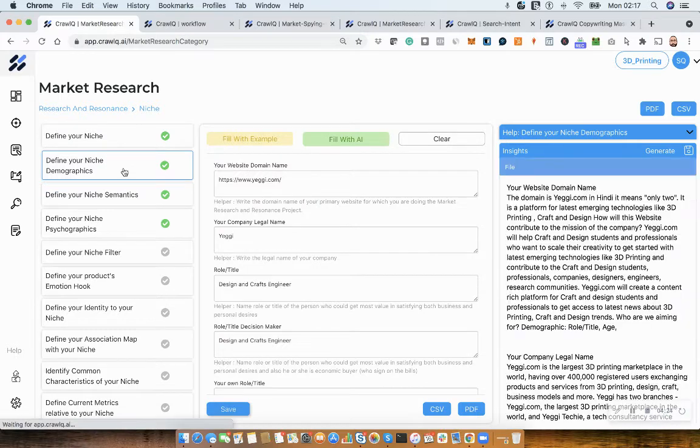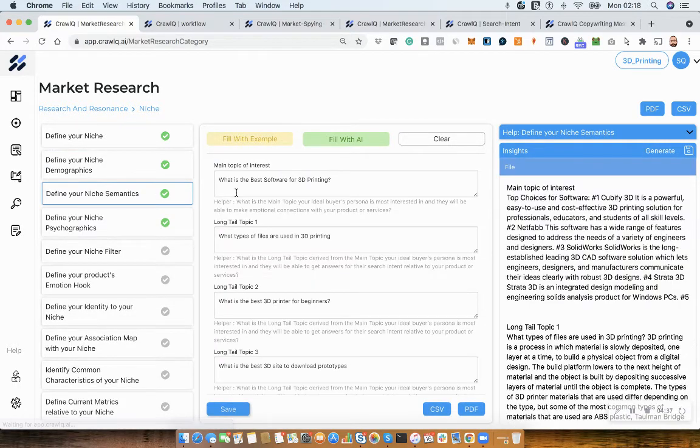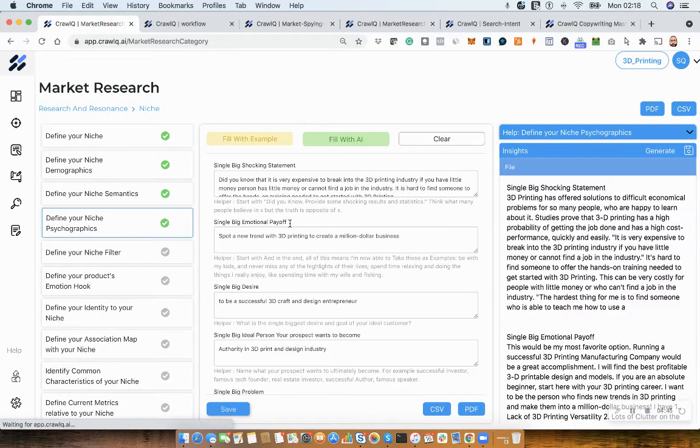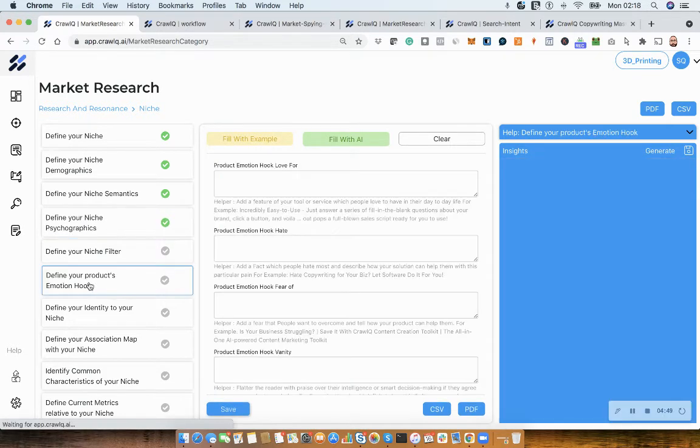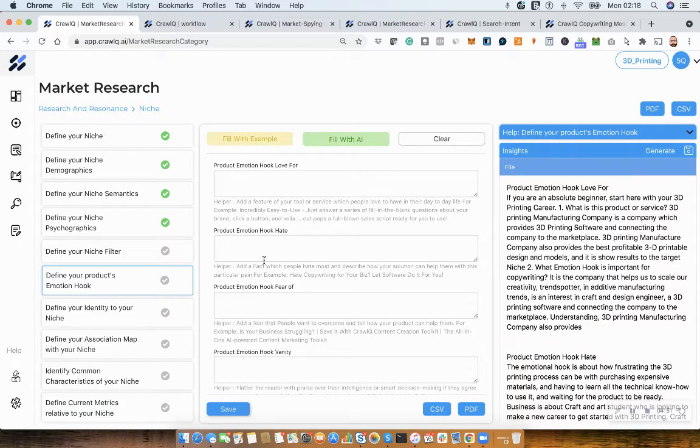The company targeting this market is Yegi. Let's not go into detail, but this is good for the context. Semantics, of course, is more based on what is the best software for 3D printing, what types of files are used in 3D printing. Psychographics, we already outlined. I would not go into detail here, but I will jump into defining your product's emotion hook. Now, I have not filled in anything here yet.